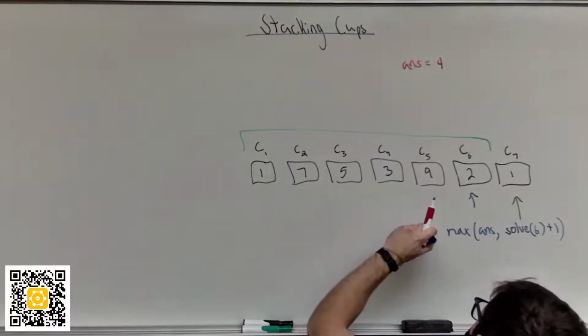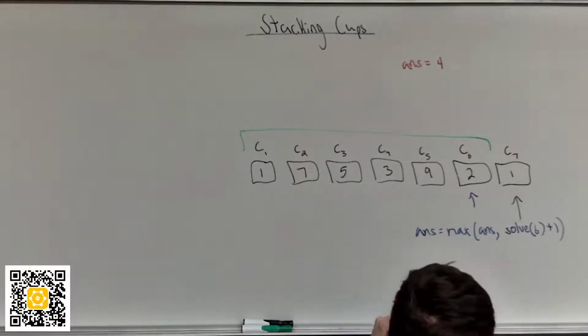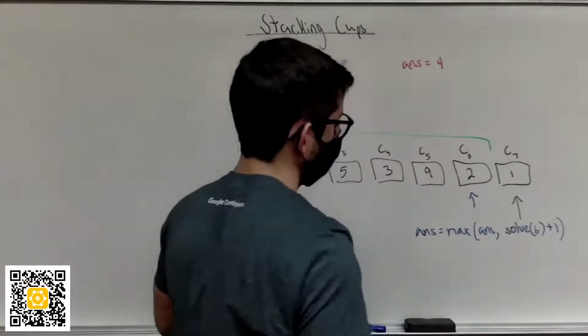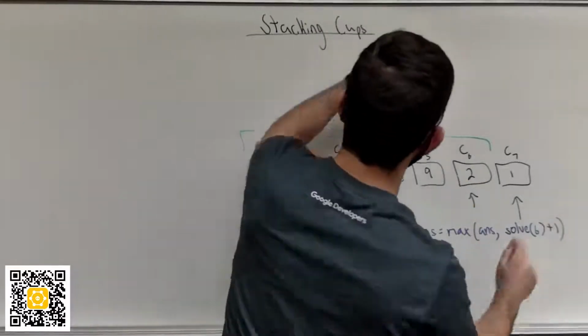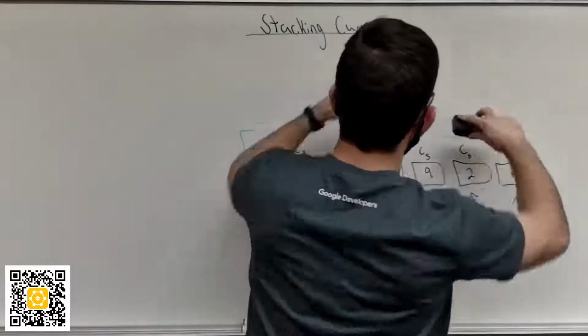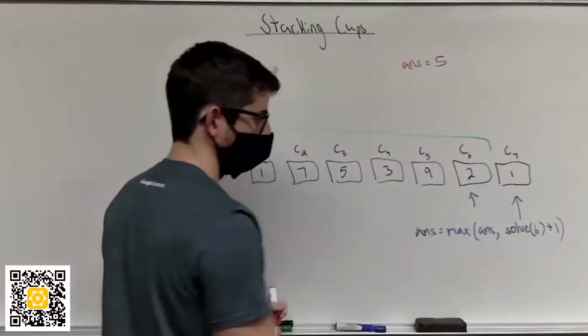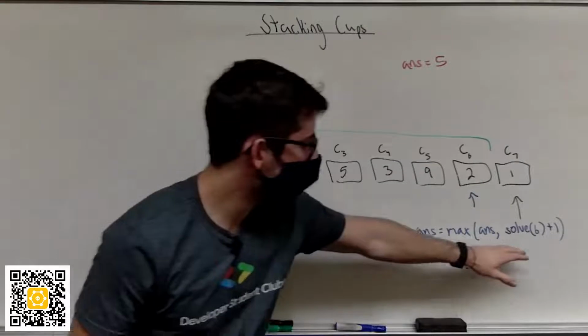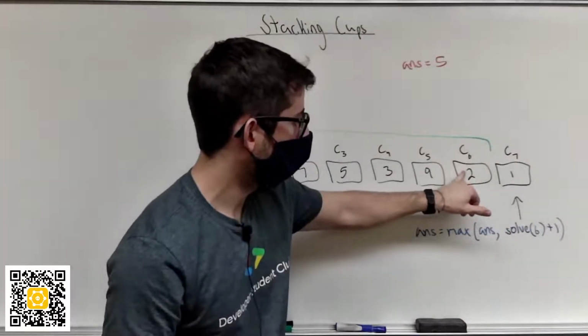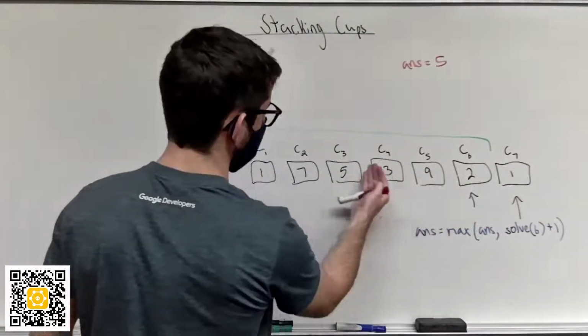No, it's just going to be max, actually. Not plus equals, my bad. 6, 1, 2, 3, 4, plus 1, 5. 5. Does that part make sense? Because solve 6, when we call, now we're looking at 2, and we want to do everything before, right?